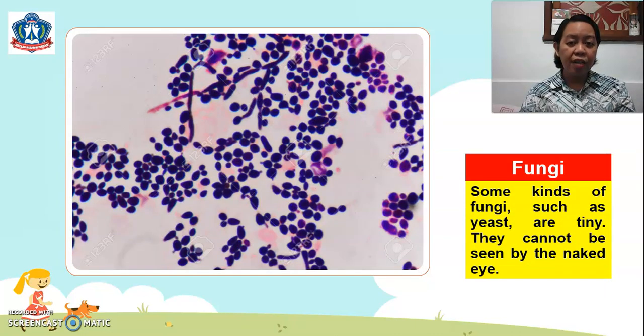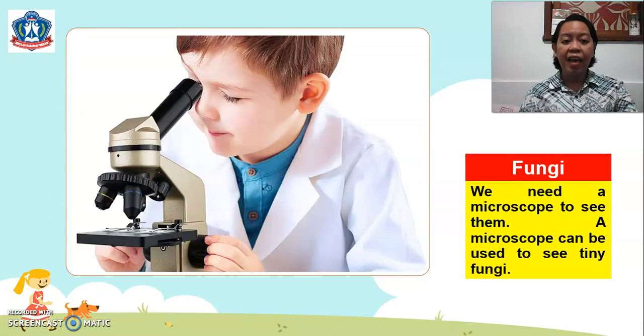This picture is a yeast under a microscope. Some kinds of fungi such as yeast are tiny. They cannot be seen by the naked eye, so we need a microscope to see them. A microscope can be used to see tiny fungi.